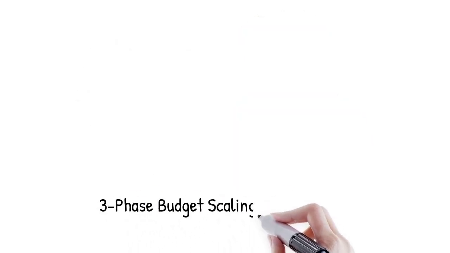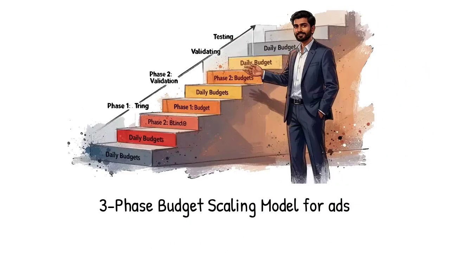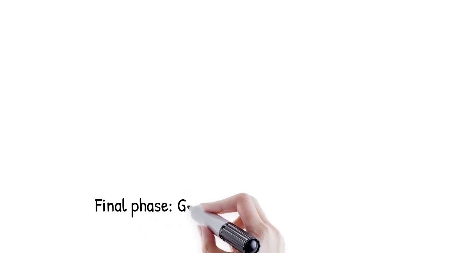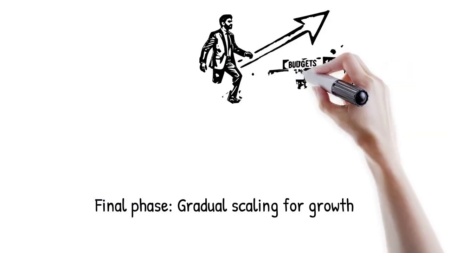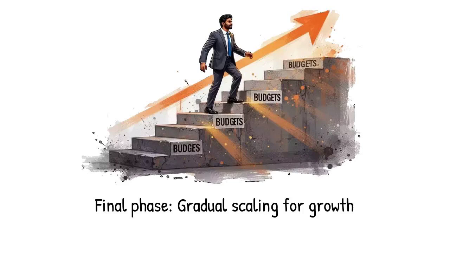2. The three-phase budget scaling model. This is the model top advertisers use to scale safely. Phase 1. Testing. $500 to $1,000. Goal: identify the best lookalike audience. Phase 2. Validation. $1,500 to $3,000 per day. Goal: confirm stable performance over 3 to 5 days. Phase 3. Scaling. 5,000 rupees to 50,000 rupees per day. Goal: increase budget gradually while maintaining ROAS, not an elevator.